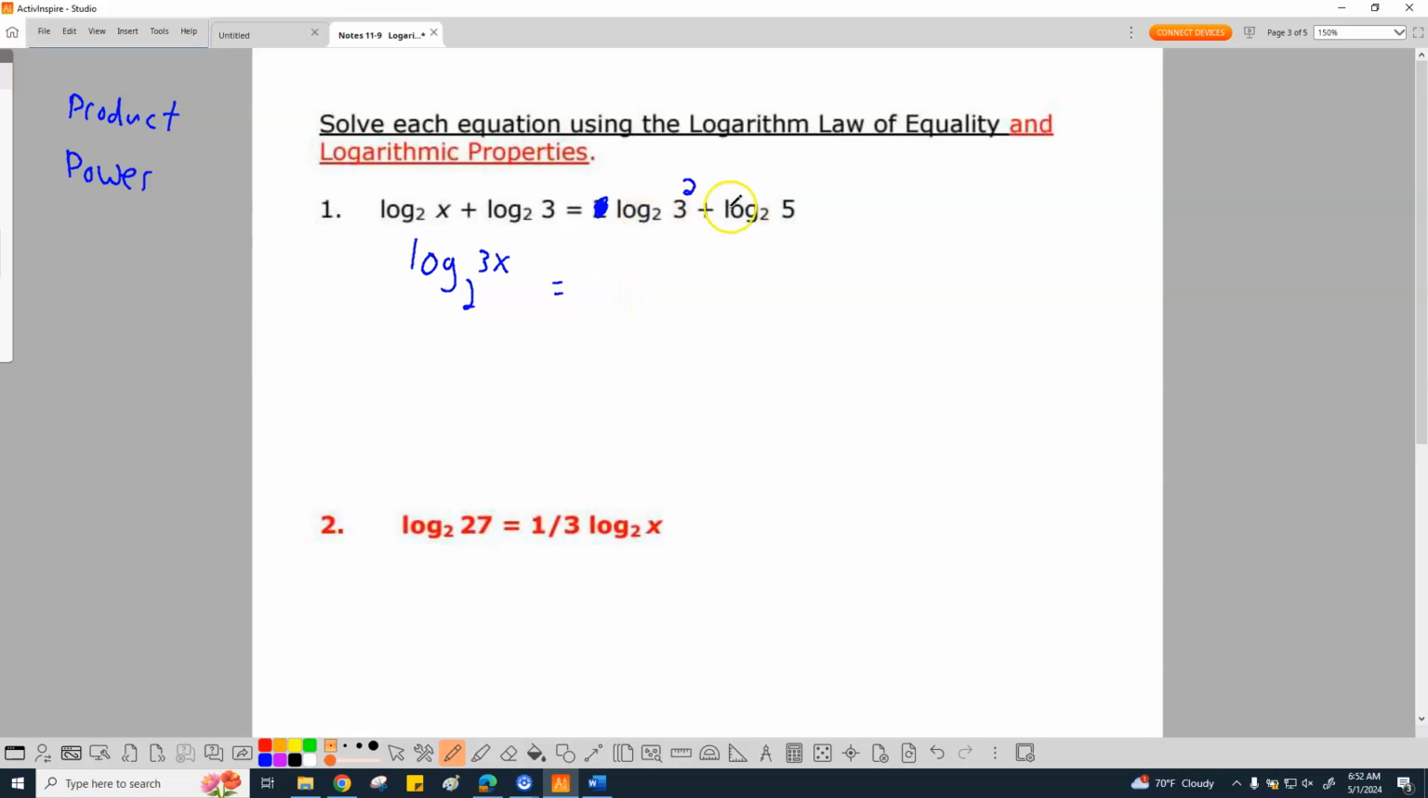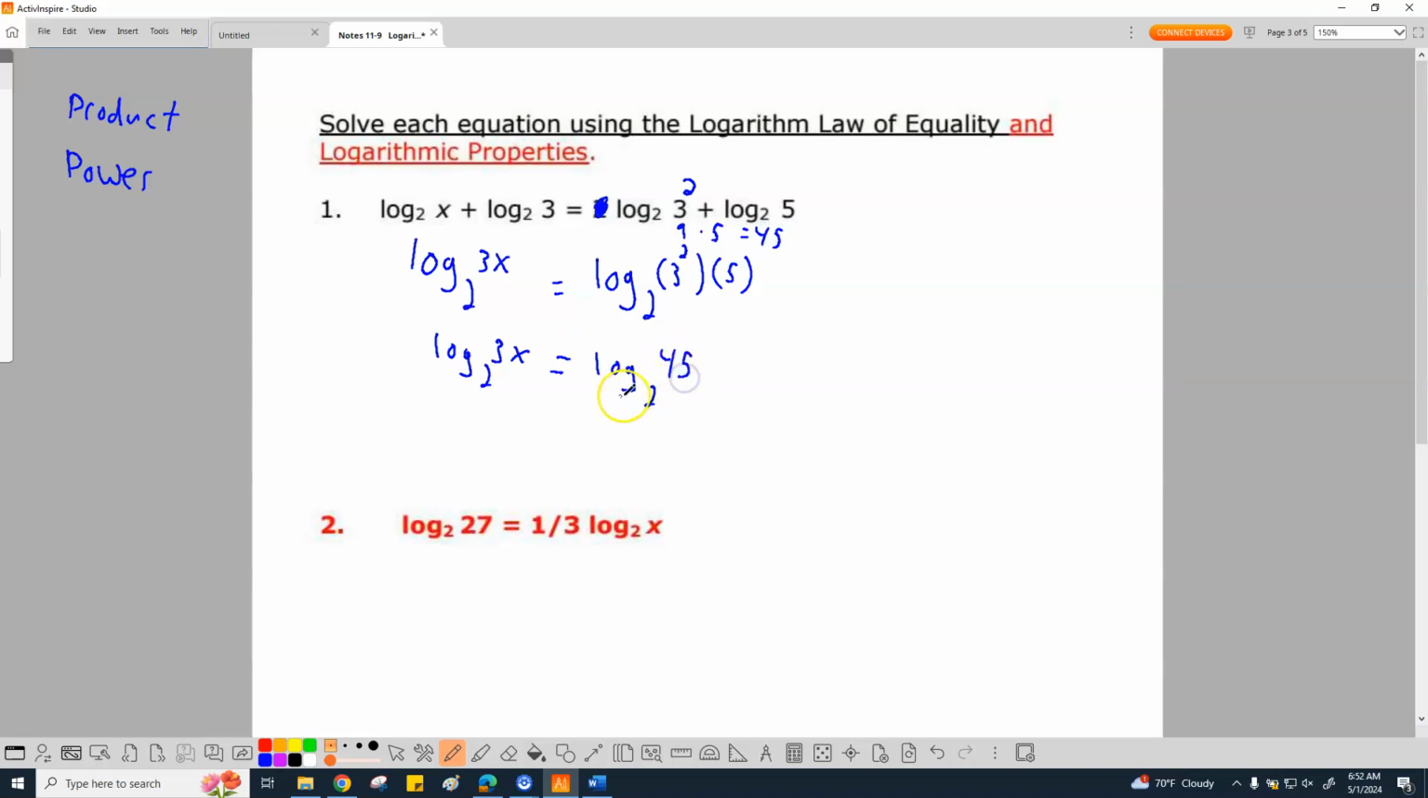Both of these are log base 2. I'm going to put in my parentheses 3 squared, and then I'm going to put in my other one, 5. Why is that? Because this means multiplication. This is where you now have to actually do some multiplication. I'm going to keep log base 2 of 3x here, because that's combined as much as it gets, equals log base 2. I'm going to multiply these numbers together. 3 squared is 9, times 5 is 45. So I'm going to end up with log base 2 of 45.